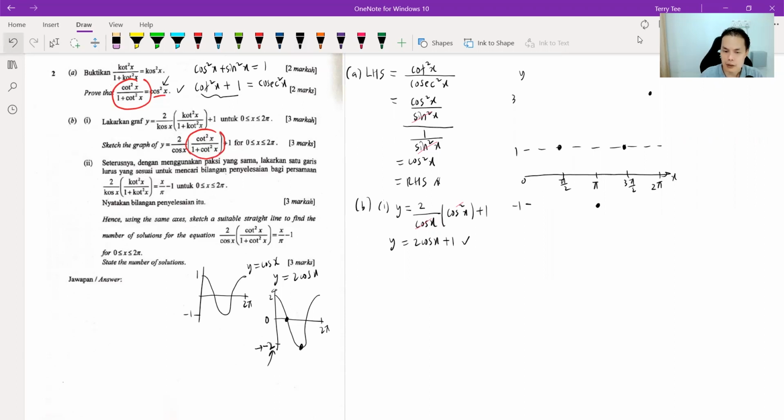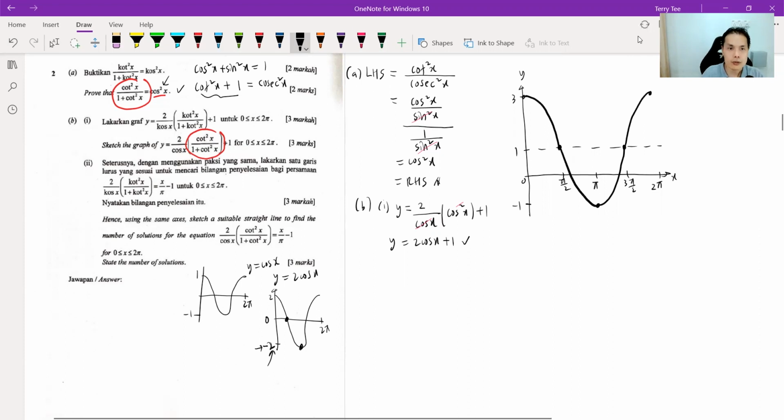Okay. Now let's draw a curve like this. Okay, this is a bit ugly. Let me just draw like this. Down. Okay, a bit too far. This way. Up. Okay. This way. All right. My maximum is 3. Okay. So from here, I got the graph of y equals to 2 cos x plus 1.